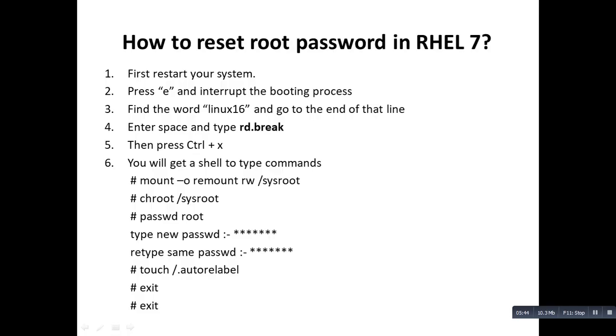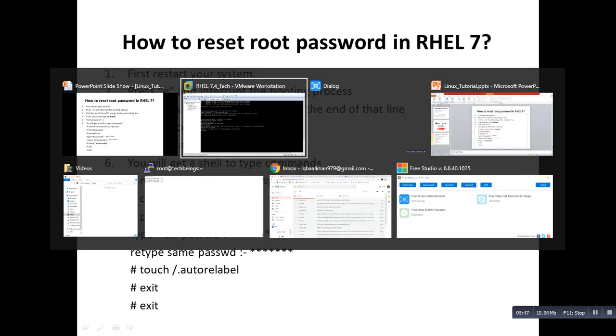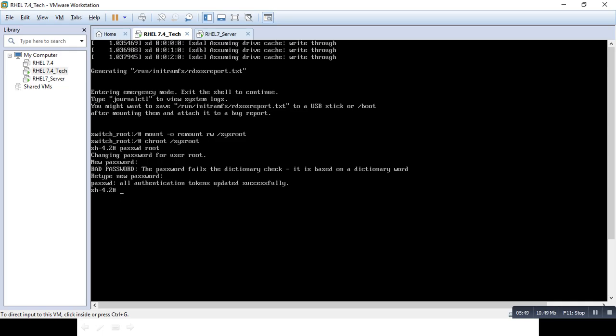touch /.autorelabel. So what this command will do is create a hidden file named .autorelabel under the root directory, so that on next boot SELinux will detect this file and relabel all files on the system with the correct SELinux context. So that is the reason it is used.